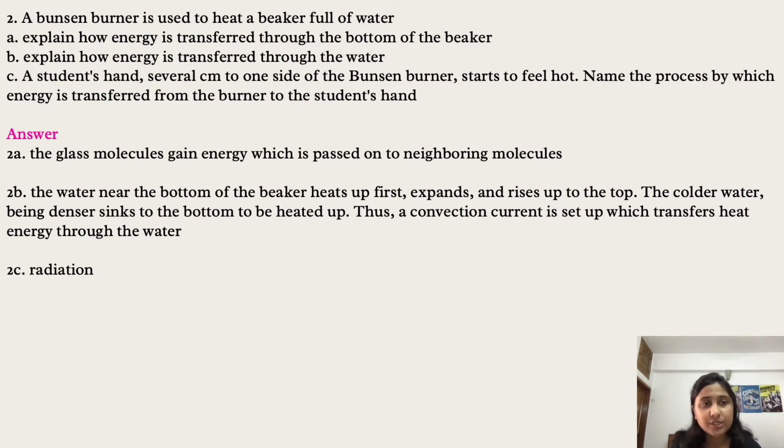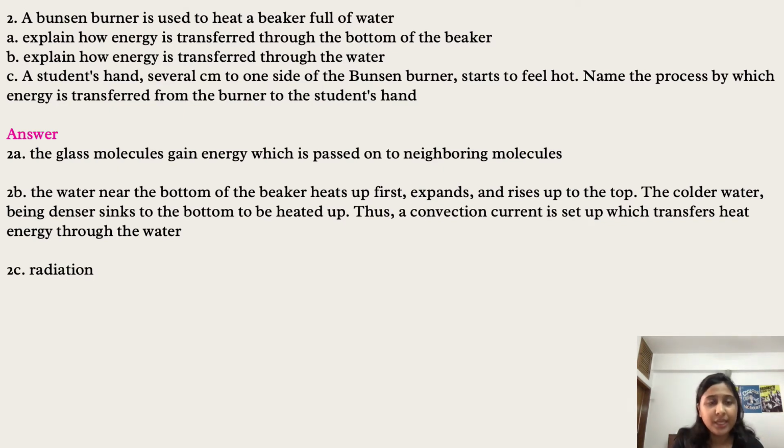In the second question, it's written, a Bunsen burner is used to heat a beaker full of water. What is a Bunsen burner? A Bunsen burner is a type of gas burner specially used in laboratories as a heat source. A beaker is nothing but a container which is used in the laboratories. Number 2A says, explain how energy is transferred through the bottom of the beaker. The answer is the glass molecules of the beaker gain energy from the Bunsen burner, which is passed on to neighboring molecules upon being heated.